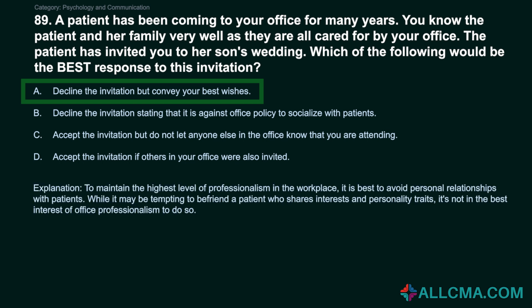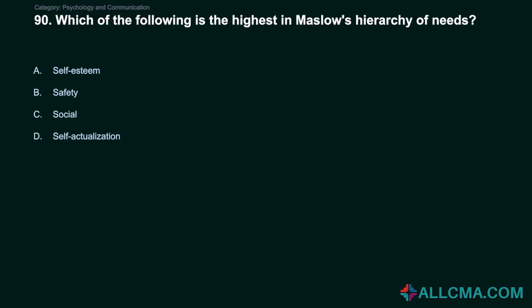To maintain the highest level of professionalism in the workplace, it is best to avoid personal relationships with patients. While it may be tempting to befriend a patient who shares interests and personality traits, it's not in the best interest of office professionalism to do so. 90. Which of the following is the highest in Maslow's hierarchy of needs?